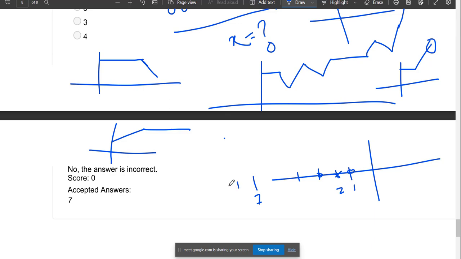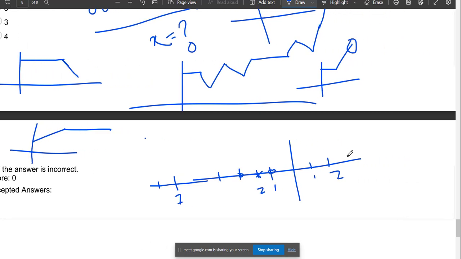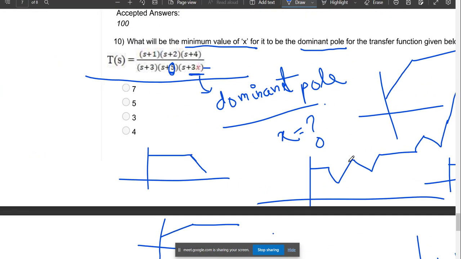7, 8, something like this is going on. Similarly here 1, 2, 3, something like this is going on from here. So the nearest pole will be the greatest value of the zero or pole. So here what is the greatest value of zero or pole? Zero is going till 4, whereas the maximum pole is going till 5. So the nearest pole or zero will be 5.